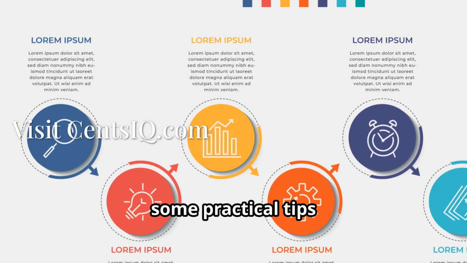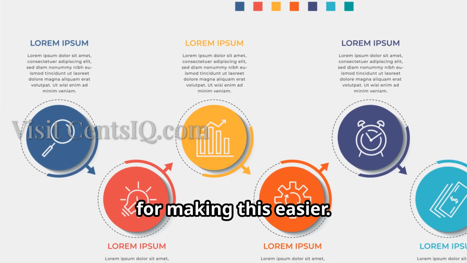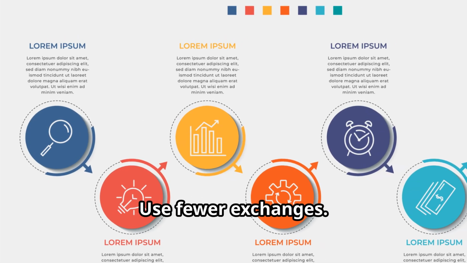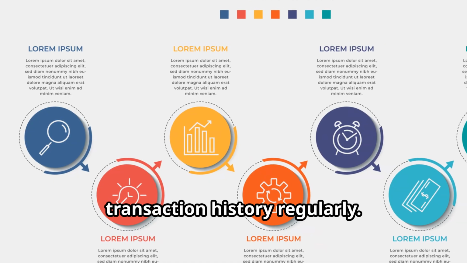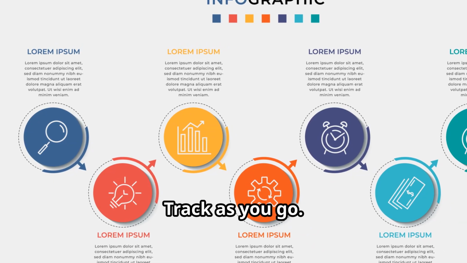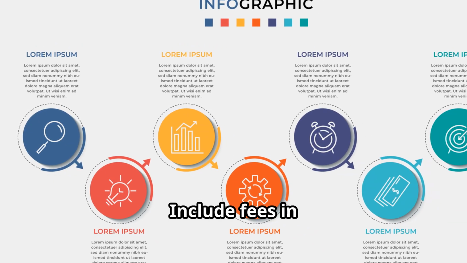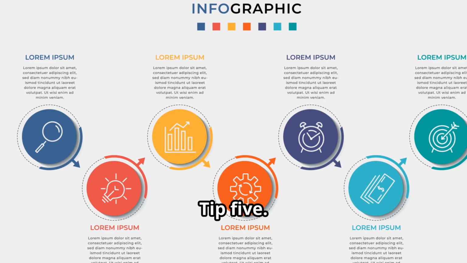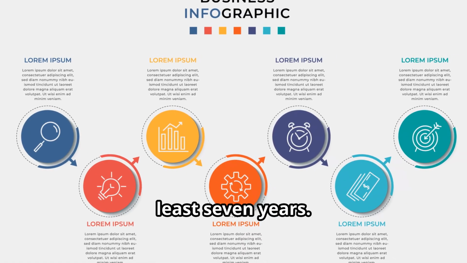Let's talk about some practical tips for making this easier. Tip 1. Use fewer exchanges. Tip 2. Download your transaction history regularly. Tip 3. Track as you go. Tip 4. Include fees in your cost basis. Tip 5. Keep records for at least 7 years.